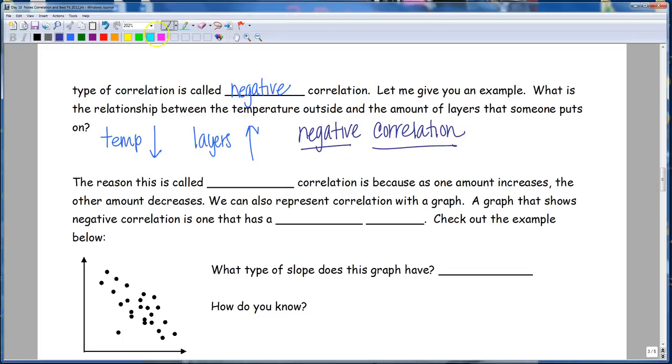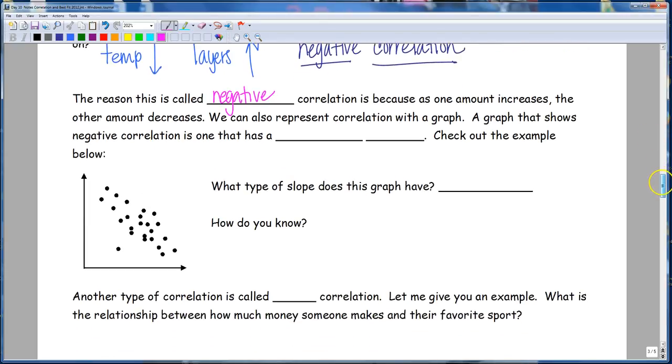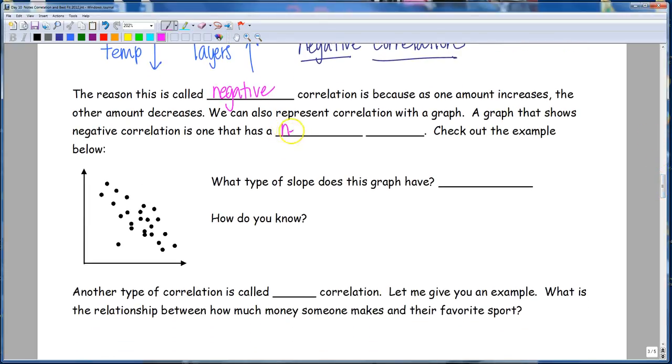Negative correlation. And again, the reason this is called negative correlation is because as one amount increases, the other amount decreases. Okay, so you can see the arrows are going opposite directions here. We can also represent correlation with a graph. A graph that shows negative correlation is one that has a negative slope.